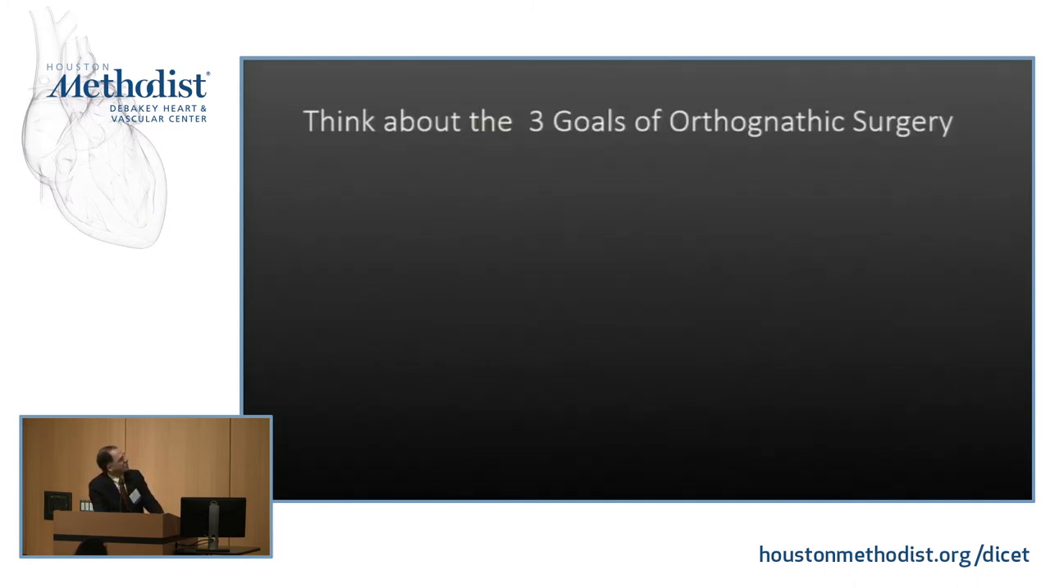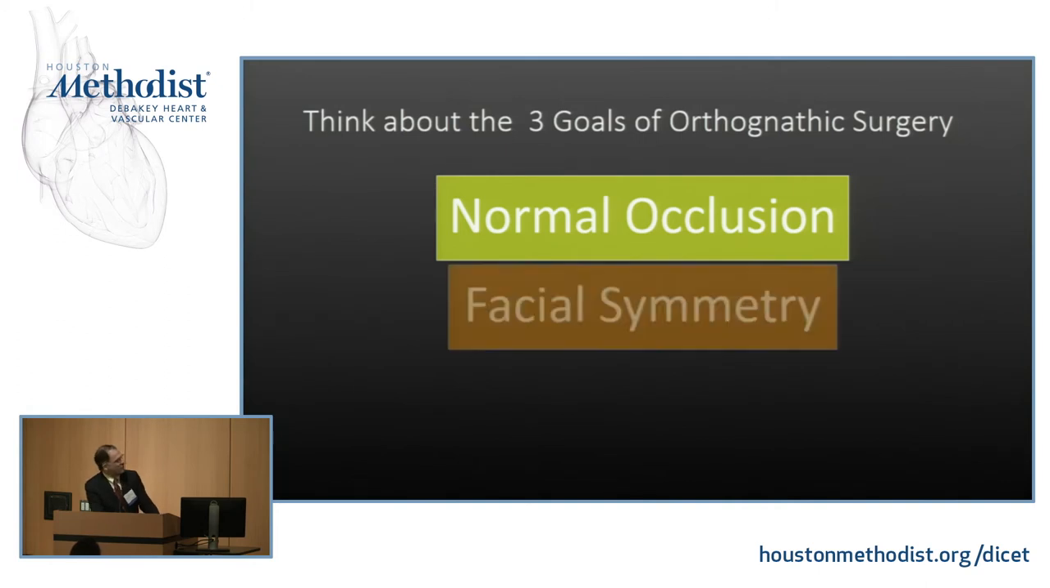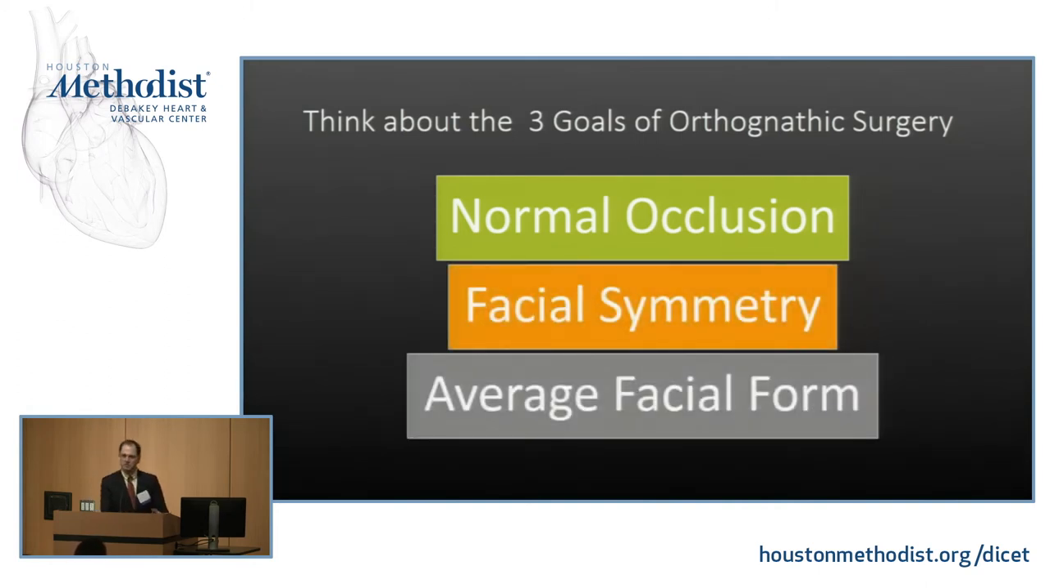So we like to think about when we're reconstructing a face, we have three basic goals. First, we want a normal occlusion, and that's jargon for a normal bite. We want the bite to be normal. We want the face to be symmetric, and we want the shape of the face to be average, all right? We don't want it too big or too small or too long or too short or so on.